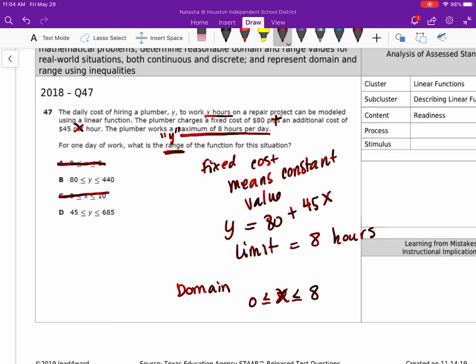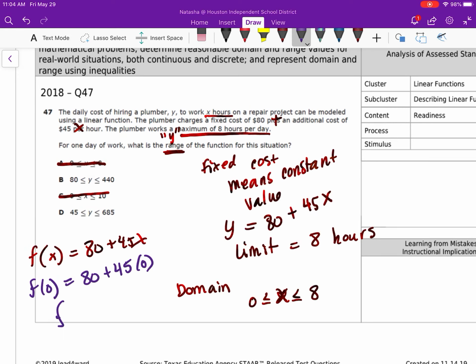So if I write this as a function of x, f of x is equal to 80 plus 45x. Okay, so this function, if I say 0 hours, so f of 0, if he's worked no hours, that means I'm going to plug in 0 for x. So this is going to be 80 plus 45 times 0. So f of 0 hours is going to give me 80. So he's going to, at the minimum, because 0 is our minimum value, make at least $80, period. So that means B is looking really promising for my answer choice.